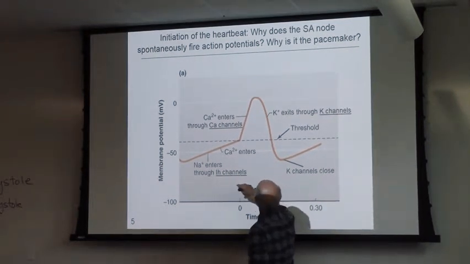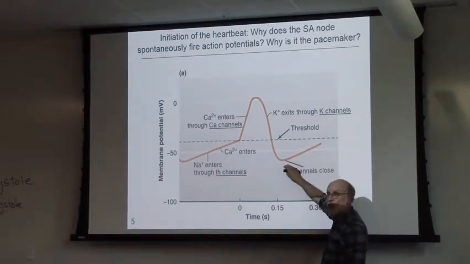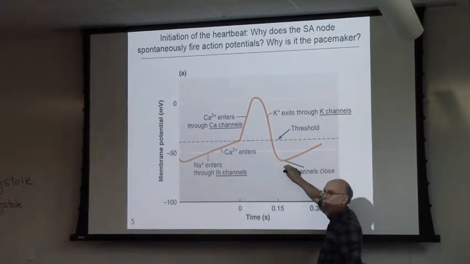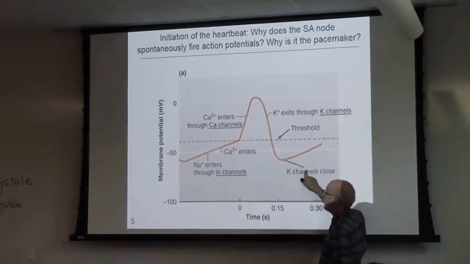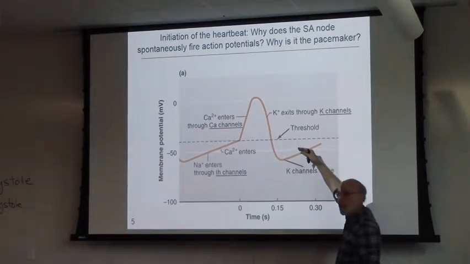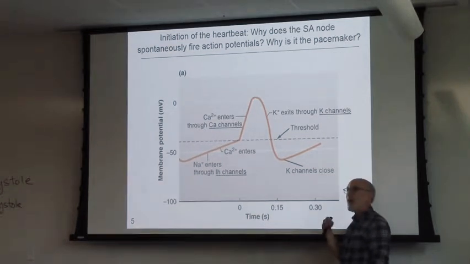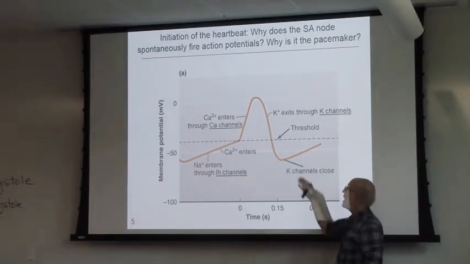The channels that are responsible for the repolarization, just like in heart, just like in muscle, and just like in nerve, are voltage-gated potassium channels. Voltage-gated potassium channels open, potassium flows out, leaving the inside negative.